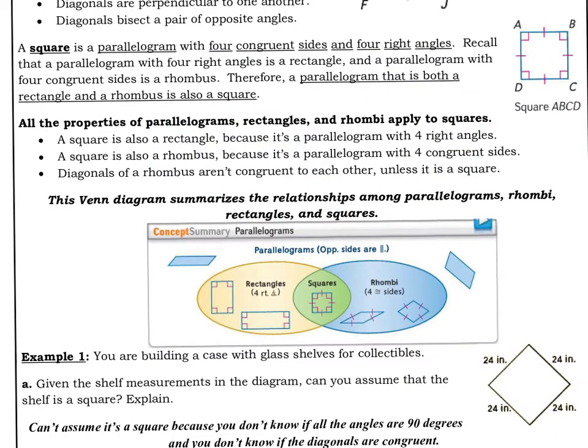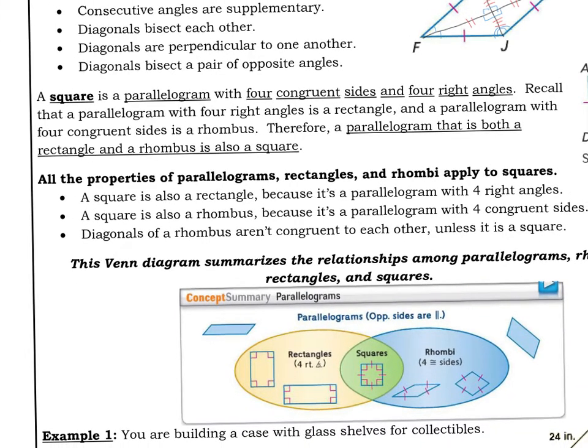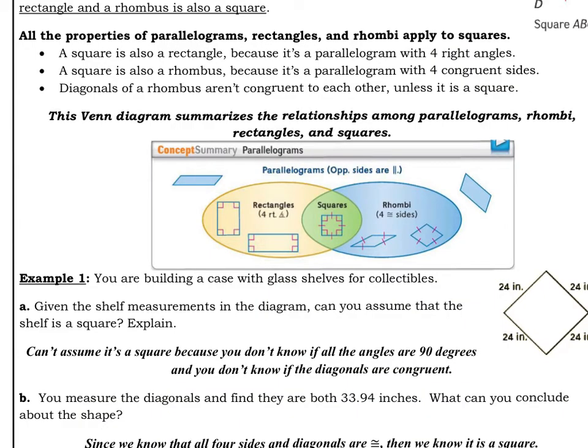So now let's talk about a square. A square is a parallelogram with four congruent sides and four right angles. Recall that a parallelogram with four right angles is a rectangle, and a parallelogram with four congruent sides is a rhombus. Therefore, a parallelogram that is both a rectangle and a rhombus is also a square. So next I wrote, all the properties of parallelograms, rectangles, and rhombi apply to squares. A square is also a rectangle because it's a parallelogram with four right angles. A square is also a rhombus because it's a parallelogram with four congruent sides.